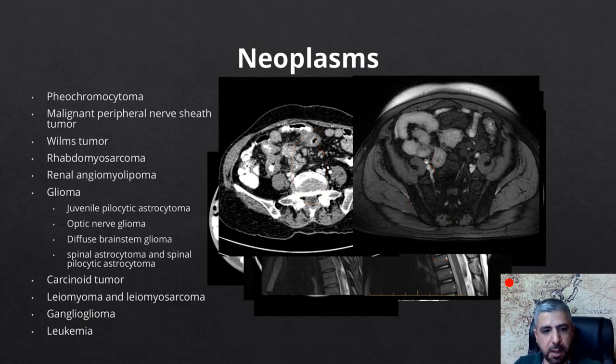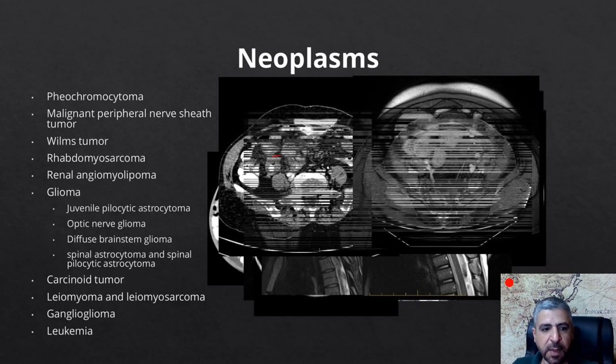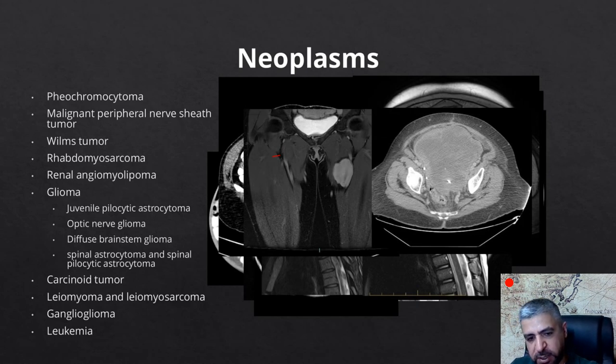What are other pathologies or malignancies that we see throughout the body? Carcinoid tumor, you can see here, this is a carcinoid tumor of the bowel. You can see the spoke wheel appearance with its typical attachment to the small bowel loops. Other neoplasms characteristic of neurofibromatosis type 1 are leiomyoma and leiomyosarcoma, which are benign and malignant tumors of the muscles, as in this example demonstrated here.